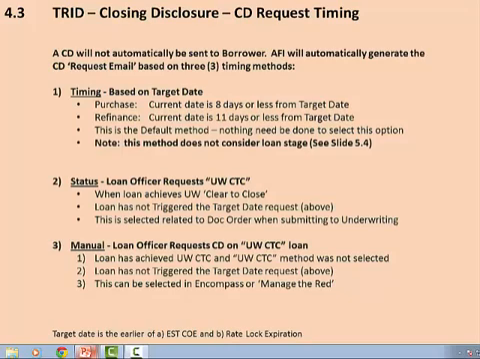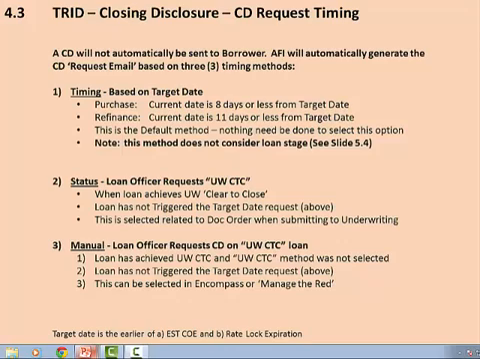The timing method is based on the target date, which is the earlier of the estimated close of escrow or the rate lock expiration. For purchase loans, the current date will be 8 days or less from the target date. Refinances will increase to 11 days or less from the target date. This method will be the Amerifirst default and no action is necessary to select this option. This method does not consider loan stage.